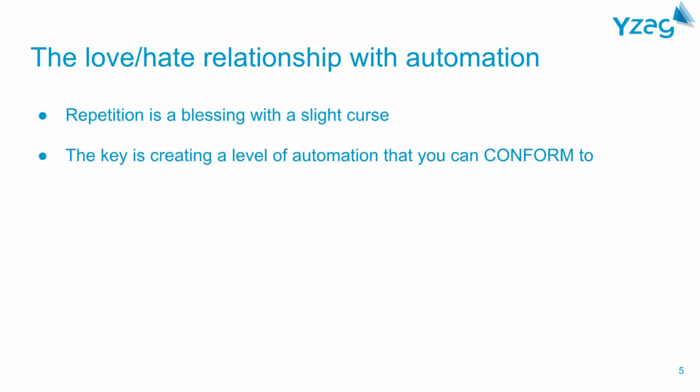The key is creating a level of automation that you can conform to. This is a very, very important point that people many times neglect to realize. Creating automation by definition means that there's going to have to be some level of process and people conforming to that level, to that automation.